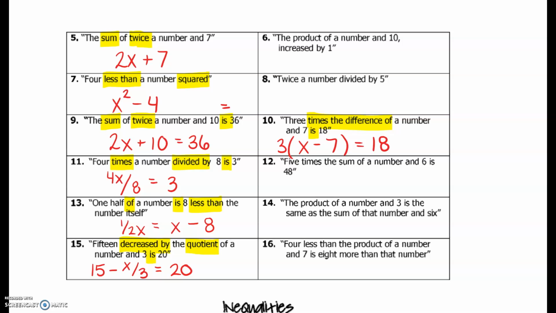Now I'm going to stop here, and I would like for you to finish number 6, 8, 12, 14, and 16 before you put this paper away.